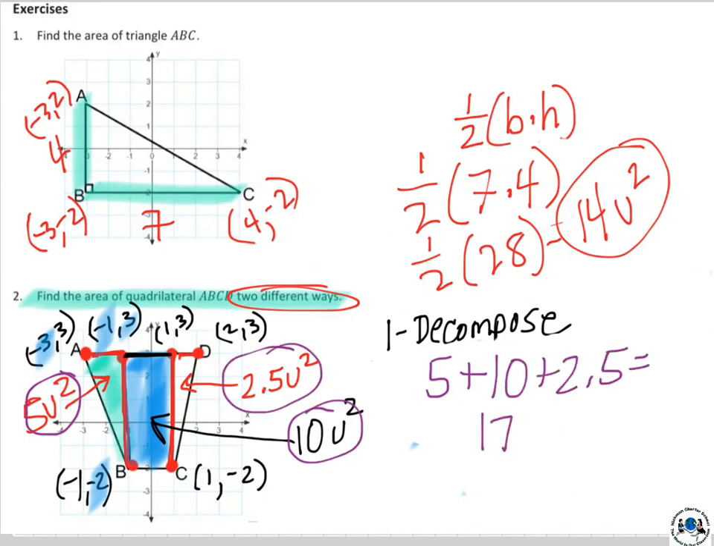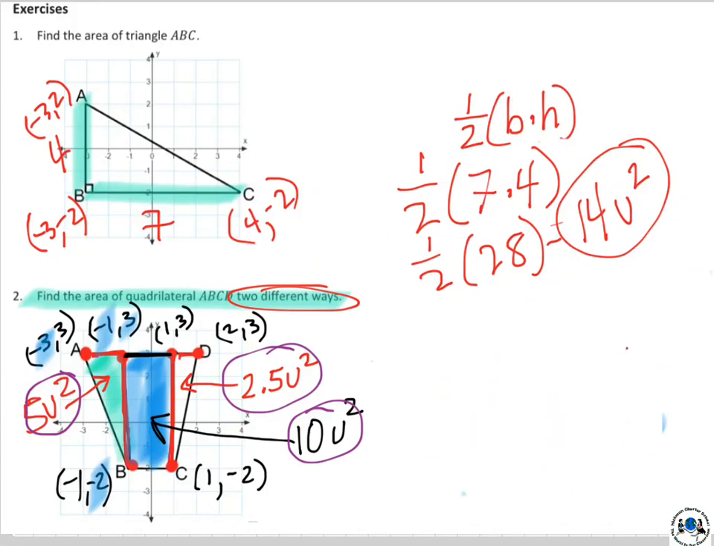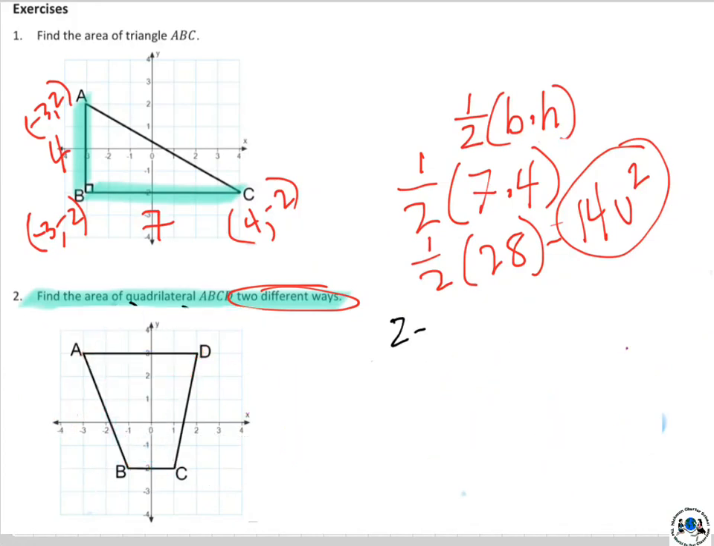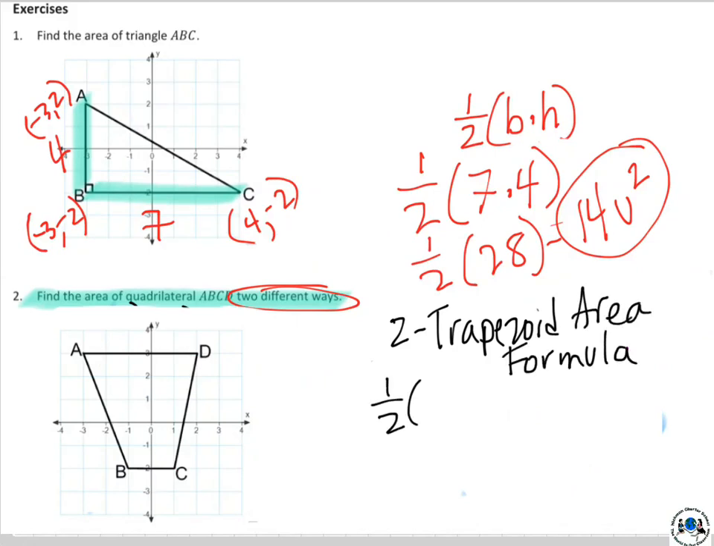2.5 plus 10 plus 2.5 equals a grand total of 17.5 square units for this trapezoid. Okay, and hopefully some of you were successful with that. And there it is. Okay, there is a second way, and that way is the trapezoid area formula.